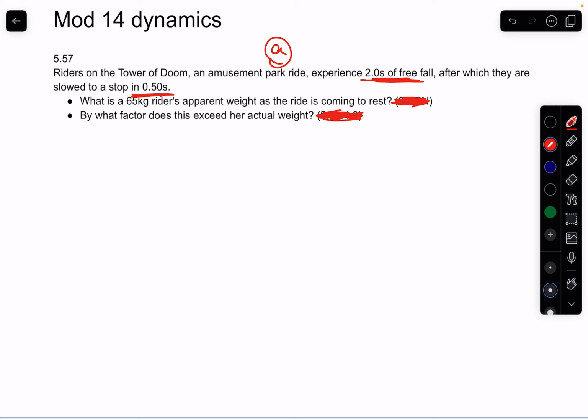in 0.5 seconds. So the first thing I need to do is find what speed they are at after 2 seconds of free fall. If you realize you're going to use the equation v2 equals v1 plus at. You know what a is. You're on the Earth. Starting with a v1 of 0, so this is equal to 0 plus 9.8 times 2. I can tell you that's 19.6 meters per second.